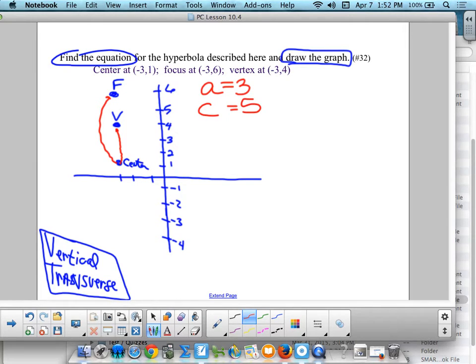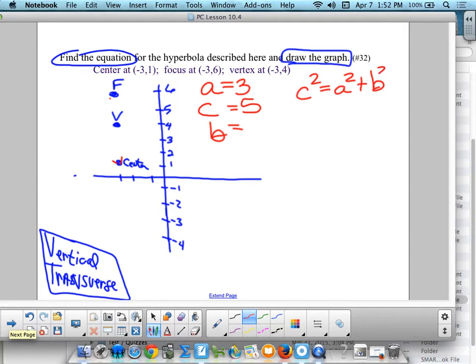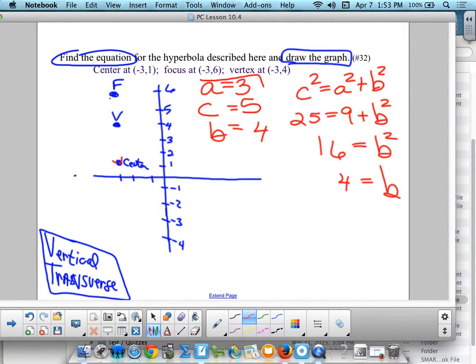So what don't you know? You don't know B. Okay, hang on. I got to get rid of this. I don't like all this extra drawing. Okay, so now, what's B? Follow the Pythagorean theorem, the original Pythagorean theorem that we all know. C squared, 25, equals 9 plus B squared. B squared equals 16. B is 4. There it is. Get your A, B, C's right away.